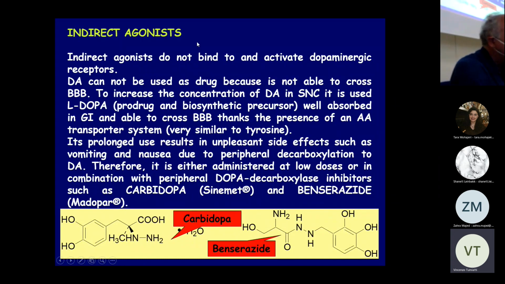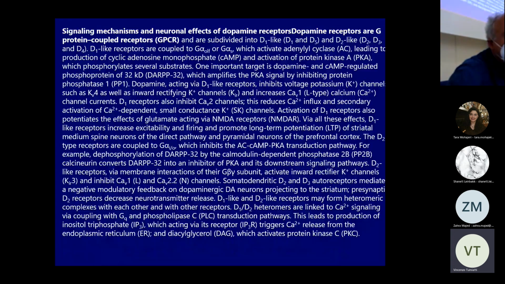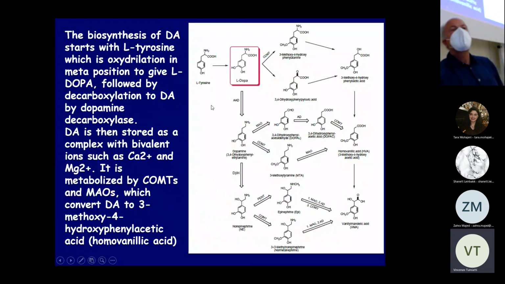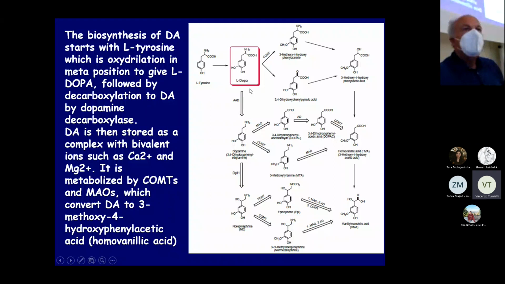We have two types of agonists: indirect agonists and direct agonists. If you remember, I have already shown you these slides, just a moment. Here. If you remember, the starting point of the biosynthesis of dopamine is tyrosine, which is hydroxylated to L-DOPA, and then L-DOPA, by decarboxylation, gives dopamine.